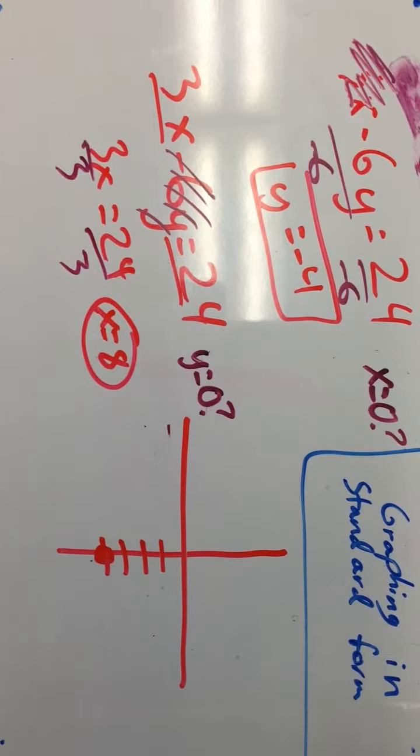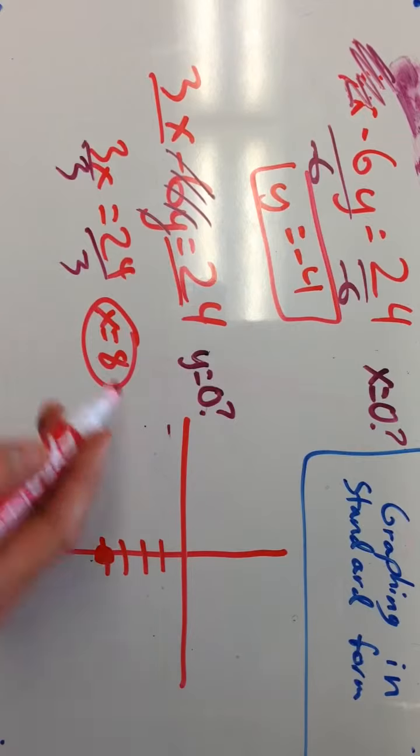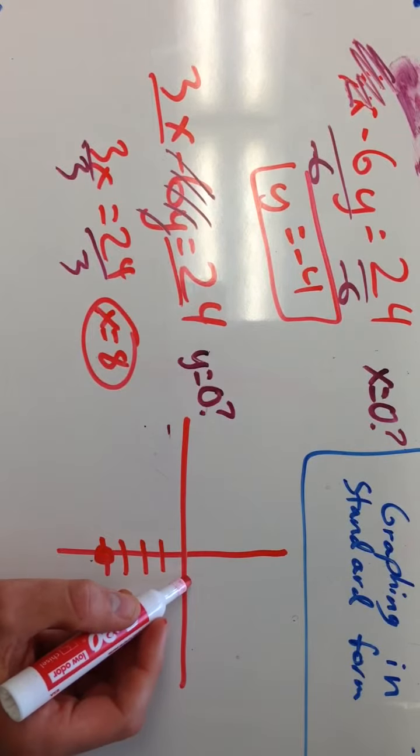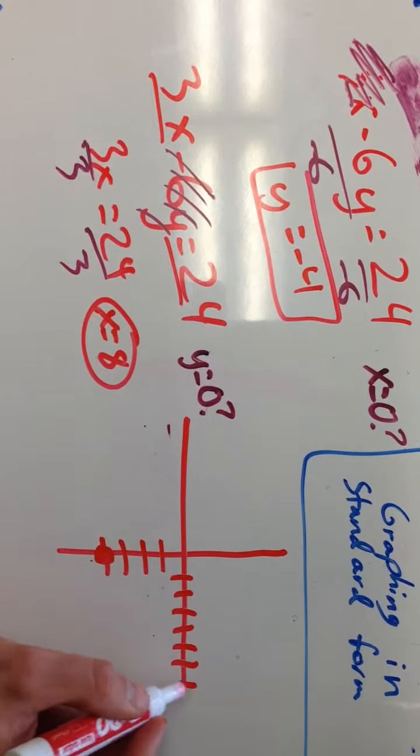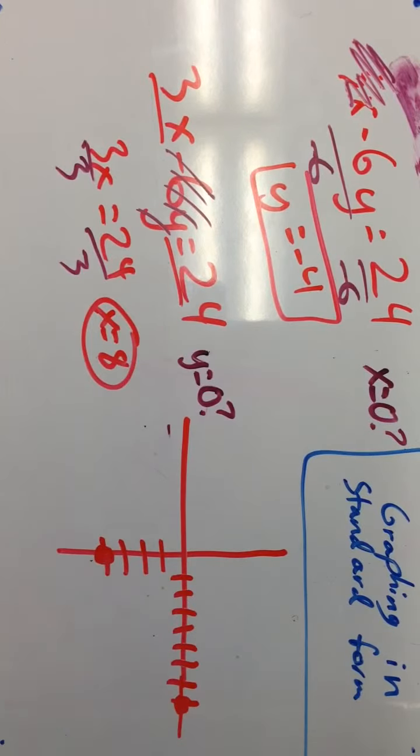So I just found my x-intercept across the x-axis, 8 in the positive direction. So 1, 2, 3, 4, 5, 6, 7, 8. So right there. I have my first point, my second point. I'm going to draw a line in between. I graph that line.